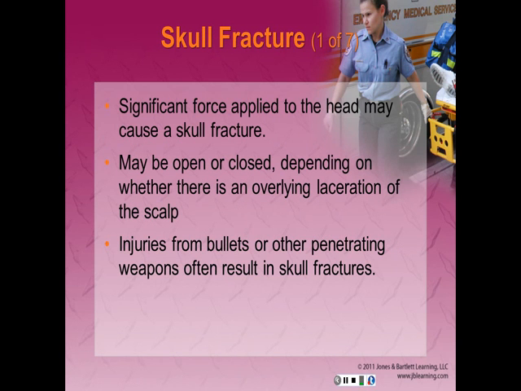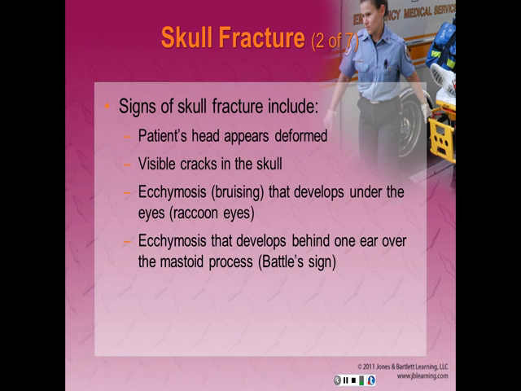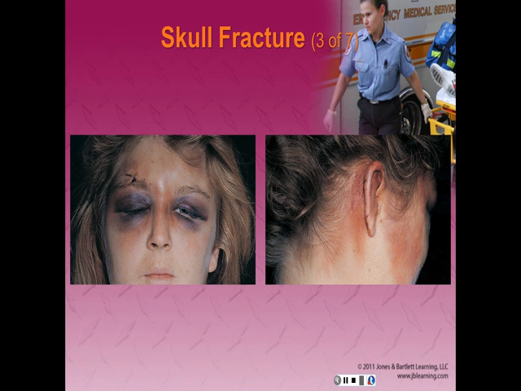Skull fractures. Significant force applied to the head may cause a skull fracture. This skull fracture can be open or closed, depending on whether there is an overlying laceration to the scalp. Injuries from bullets or other penetrating weapons frequently result in skull fracture. Some of the signs of a fractured skull include that the patient's head appears to be deformed, there are visible cracks in the skull, there's ecchymosis or bruising that develops under the eyes, commonly referred to as raccoon eyes, or there's ecchymosis that develops behind one ear or the other over the mastoid process, and we call this Battle sign. Here you have an example of raccoon eyes and Battle sign.